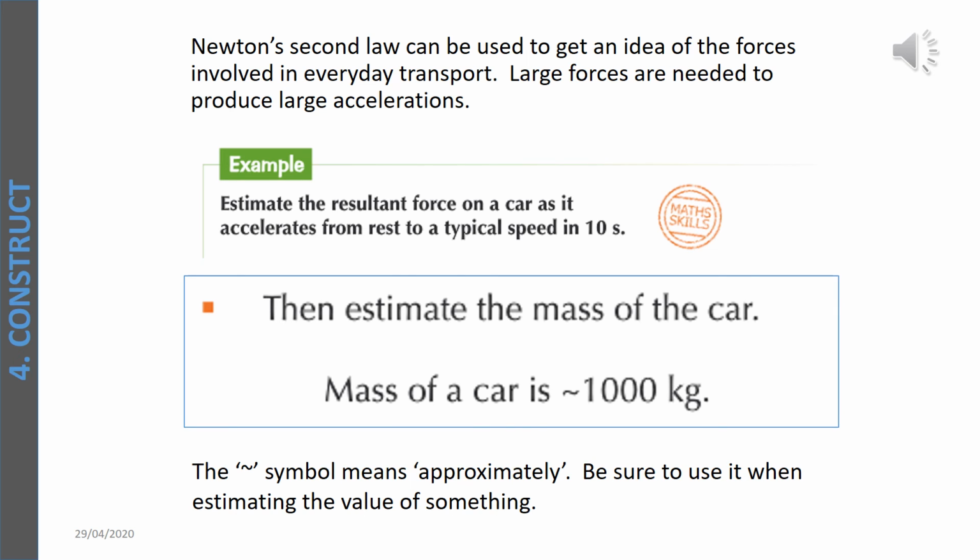You might be asking at this point, what other information have I got? Well, actually you don't. But here you need to do some more estimating. What is the mass of the car? So you should know roughly the mass of a car. It's around about 1,000 kilograms, okay, roughly a ton. So then you can use this and put it into your F equals ma equation.